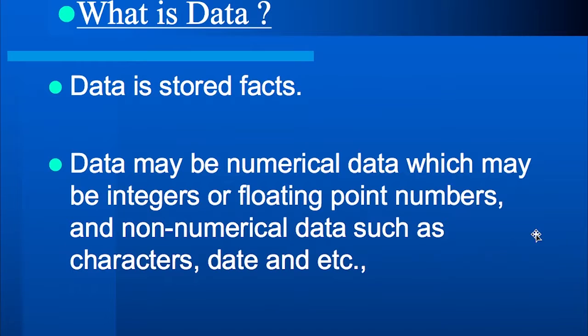And this data may be of any type, as mentioned in the slide. Data may be numerical data, which may have integers or floating point. These are integers: 98, 97. If it is 97.5, as we know, it is a floating point. And non-numerical data such as characters, date of birth, and so on. Here the subject names physics, chemistry, and math are character data. This is the type of data that can be stored.